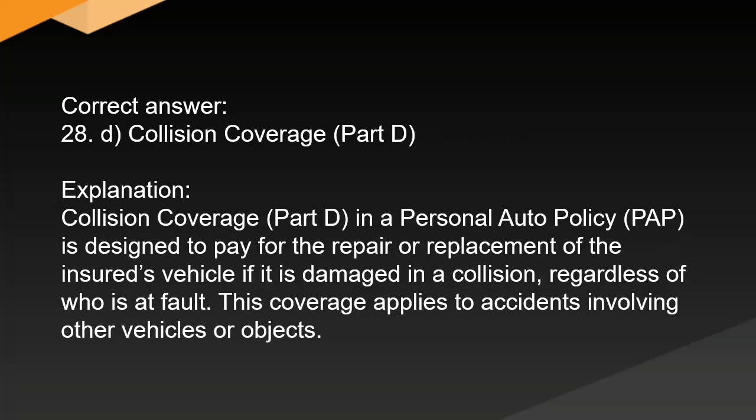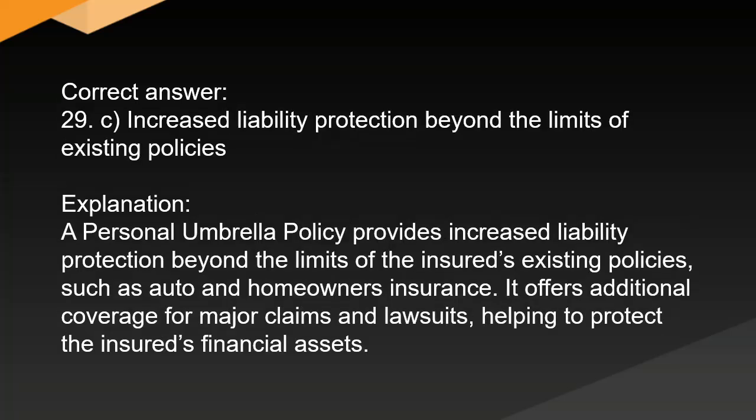Correct answer: D. Collision coverage, Part D. Explanation: Collision coverage, Part D, in a personal auto policy, PAP, is designed to pay for the repair or replacement of the insured's vehicle if it is damaged in a collision, regardless of who is at fault. This coverage applies to accidents involving other vehicles or objects.